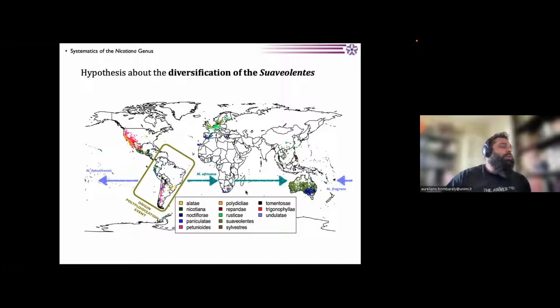One of the Suaveolentes species is Nicotiana africana, which is the only Suaveolentes species on the African continent. And the other is that you also have some Suaveolentes accessions in the Pacific Islands, like Nicotiana fragrans. So there are two possible routes from South America to arrive in Australia. One would be through Africa, and the other from the other side. So that is another interesting thing about these species.